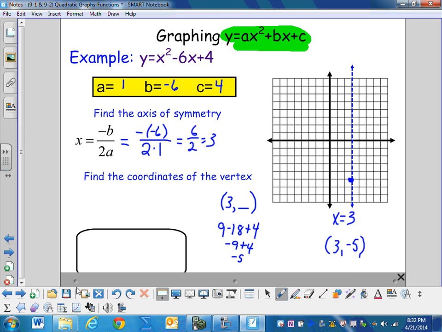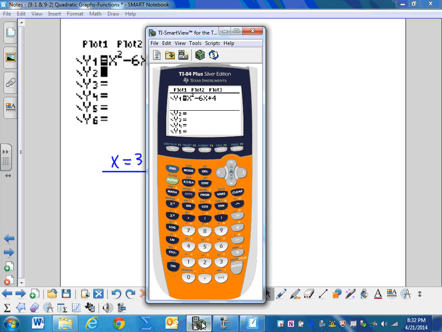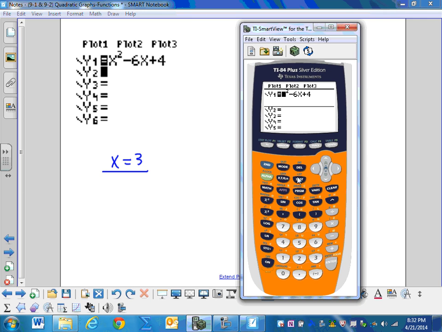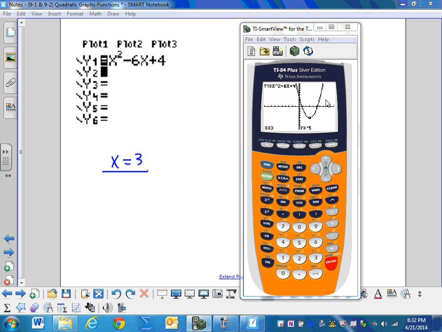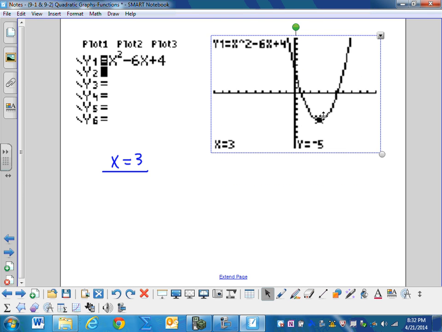Another way we could have done that is, once I have figured out my line of symmetry, which is x equals 3, I could plug the function into my calculator and hit trace, then type in 3 for the x value, and that would calculate the y, or my vertex.